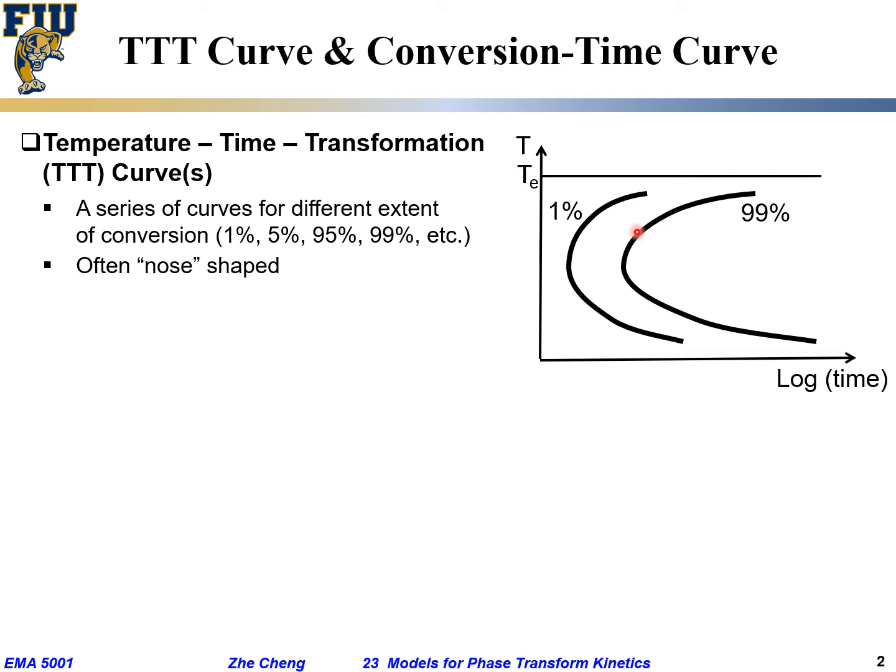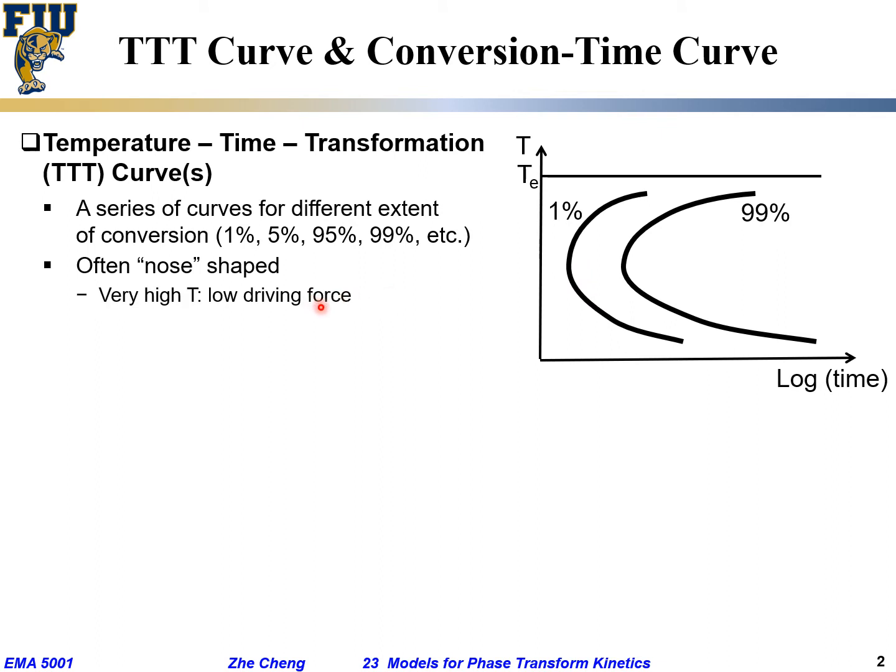Of course, you can do that at a different temperature. You quench to an even lower temperature and then hold for a certain time. You reach 1% transformation. You hold it for much longer, and it reaches 99% transformation. But as we mentioned, these TTT curves are a series of curves for different extents of transformation. Each curve represents the same extent of transformation or extent of conversion, and quite often they are nose-shaped.